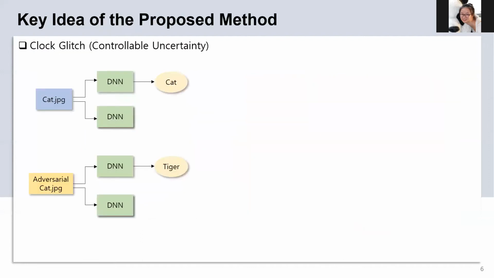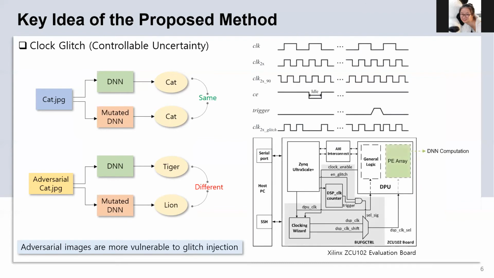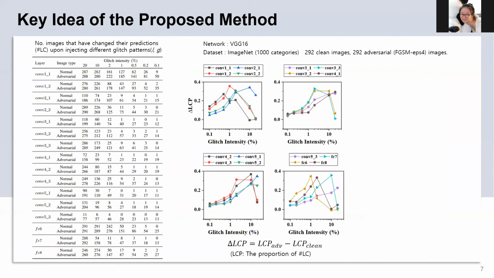Our work mainly utilizes a clock glitch as a controllable uncertainty to blindside the adversary. Our hypothesis is that for clean image input, glitch injection may result in the same prediction, but different for an adversarial input. To verify this hypothesis, we use the circuitries shaded in gray for glitch injection to DNN computations. We inject glitch layer-wise to also investigate the layer difference. The results are shown here.